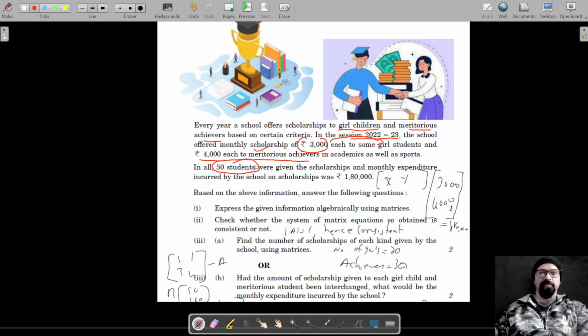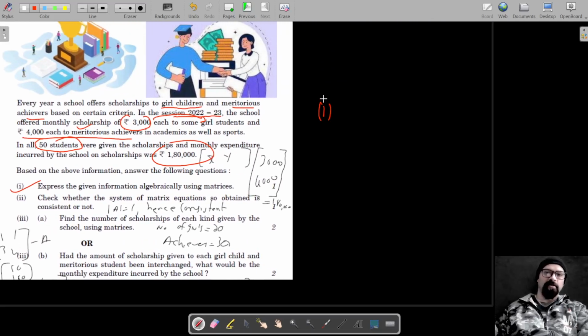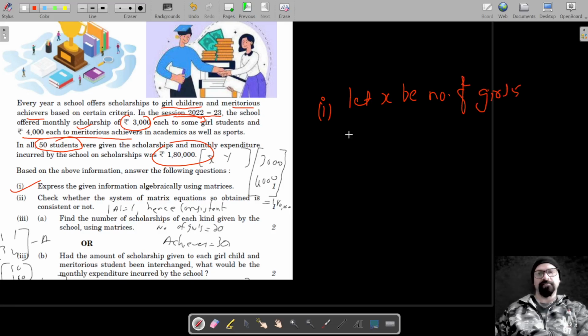In total there are 50 students, including the girls and the meritorious achievers, and the monthly expenditure incurred by the school on scholarships was 1,80,000. We have to express the given information algebraically using matrices. So let's get the linear equations for this. There are two types of students, the girl child and the meritorious achiever. So let x be the number of girls, and y be the number of meritorious achievers.